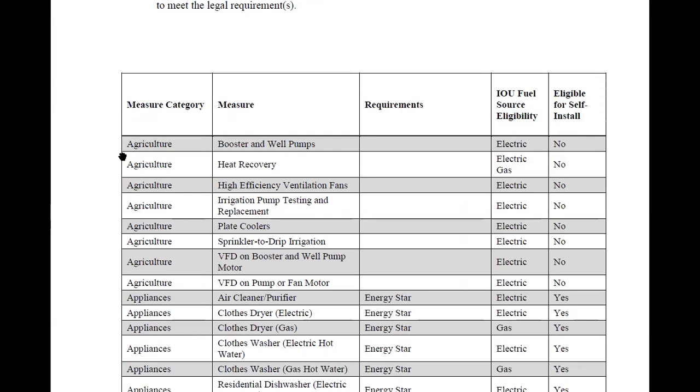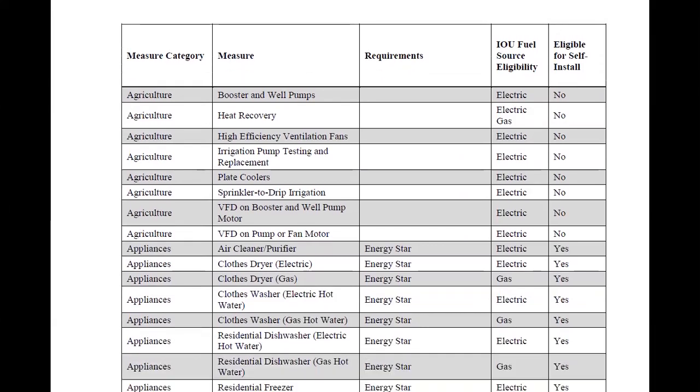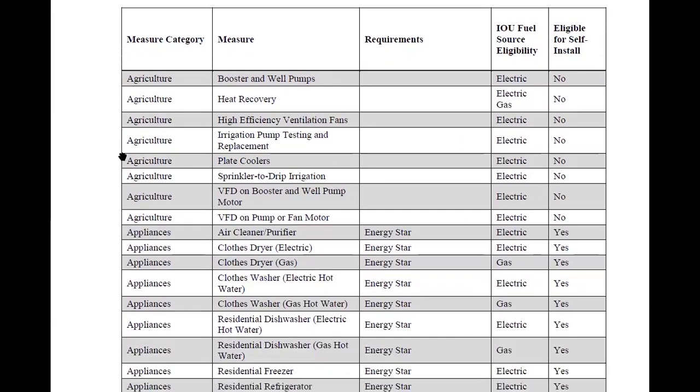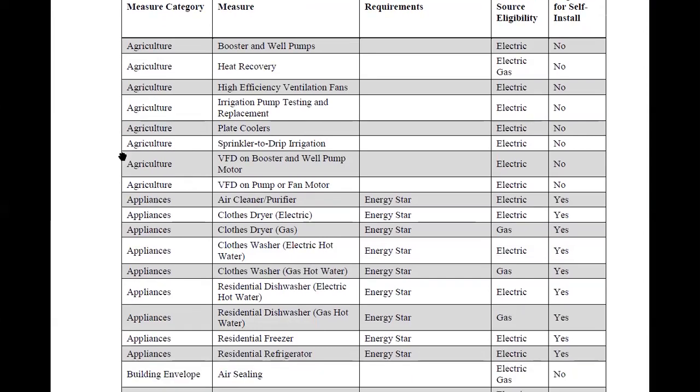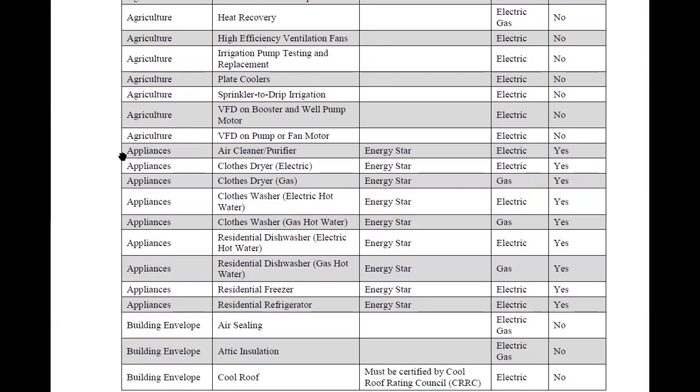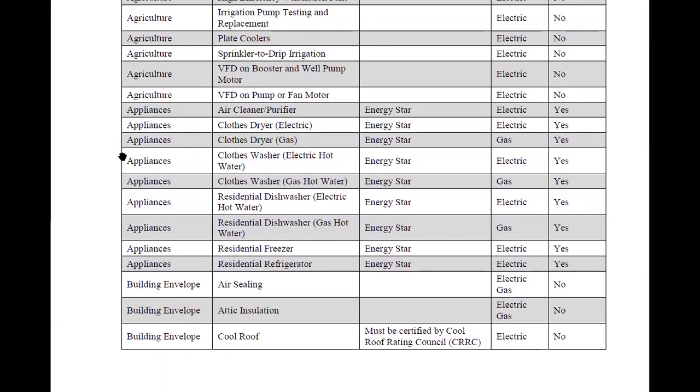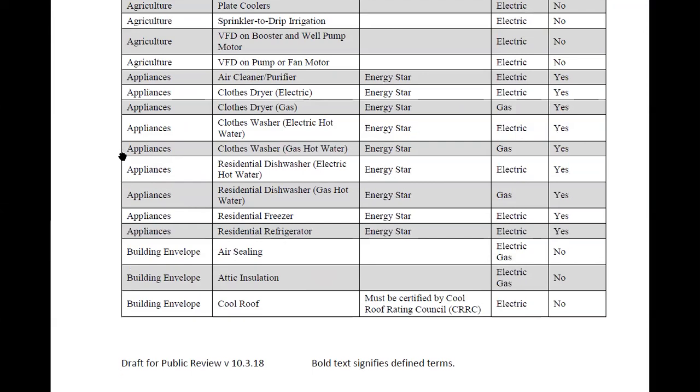And these measures were put on the list because we believe that these are technologies that have a pretty good chance of saving energy in any application. So we're trying to make our pre-approved list as broad as possible. And so we think, regardless of building type or situation, these measures are going to save energy.